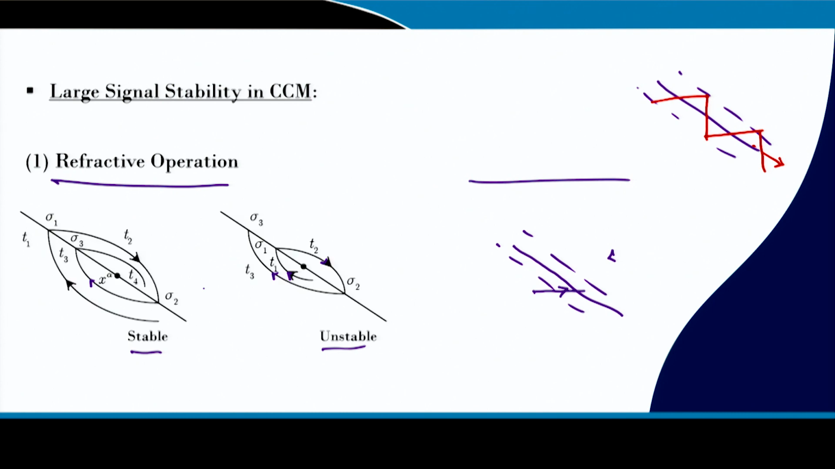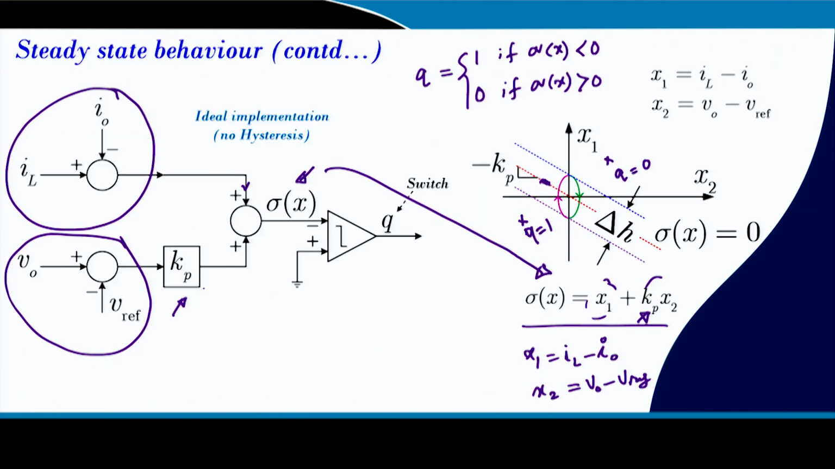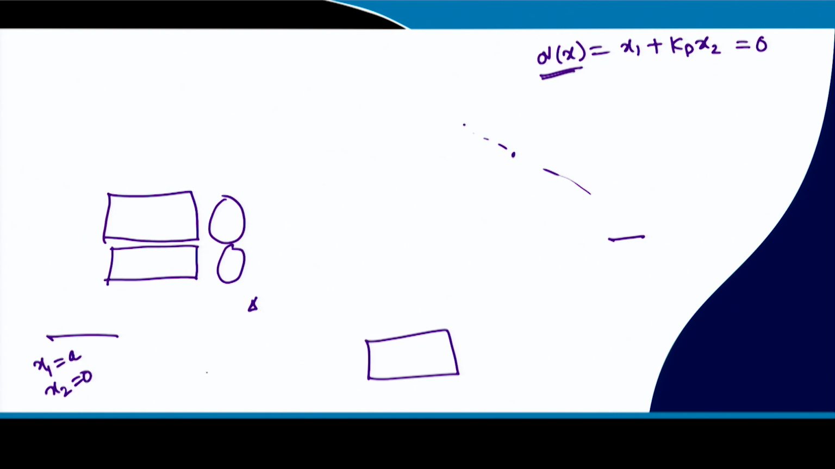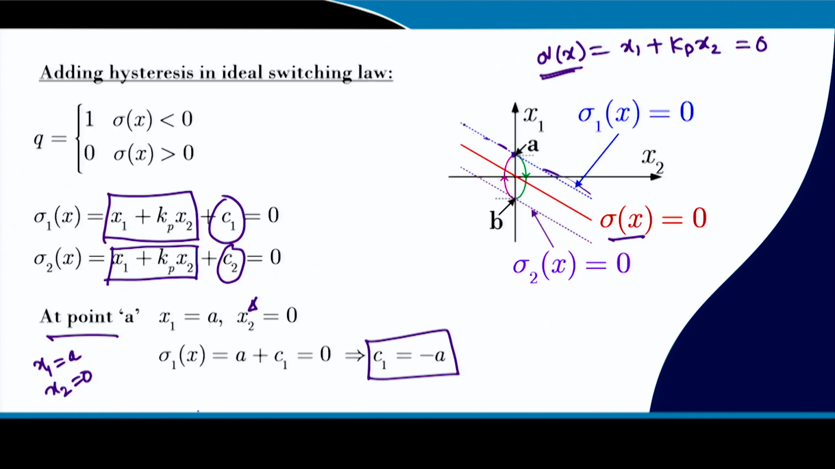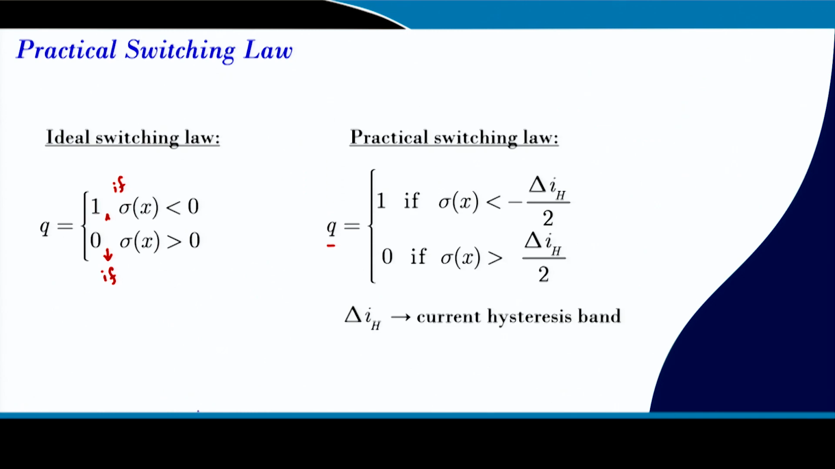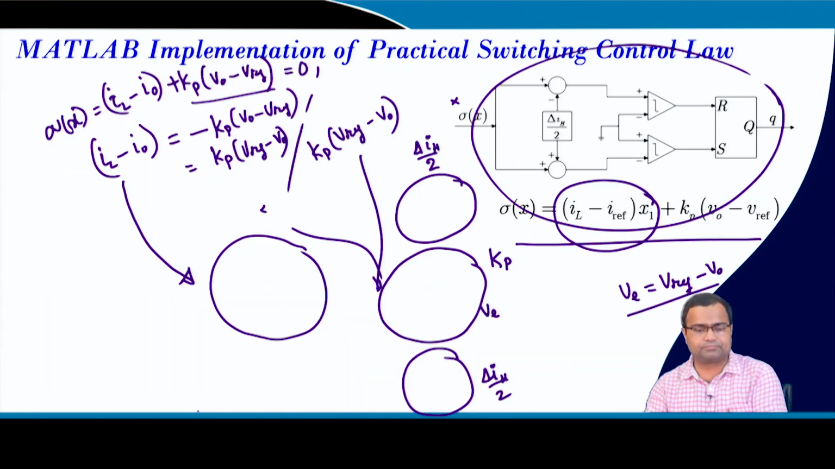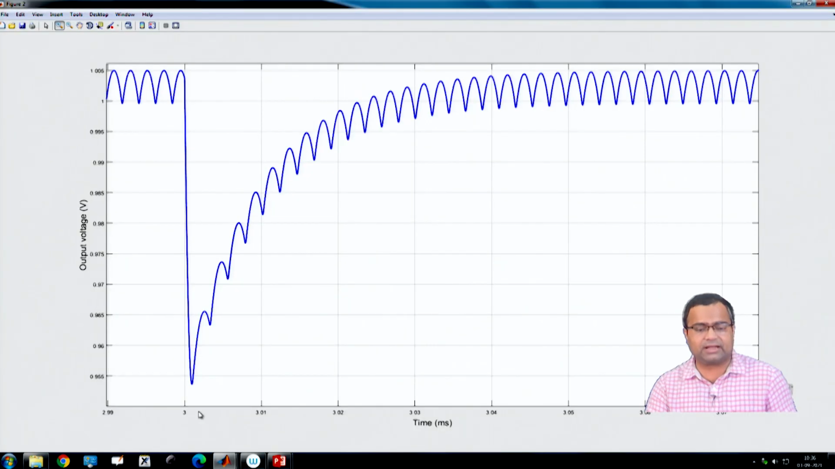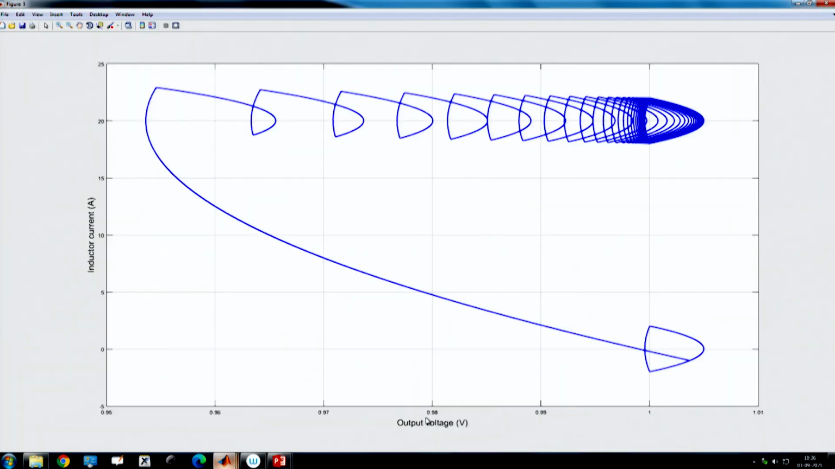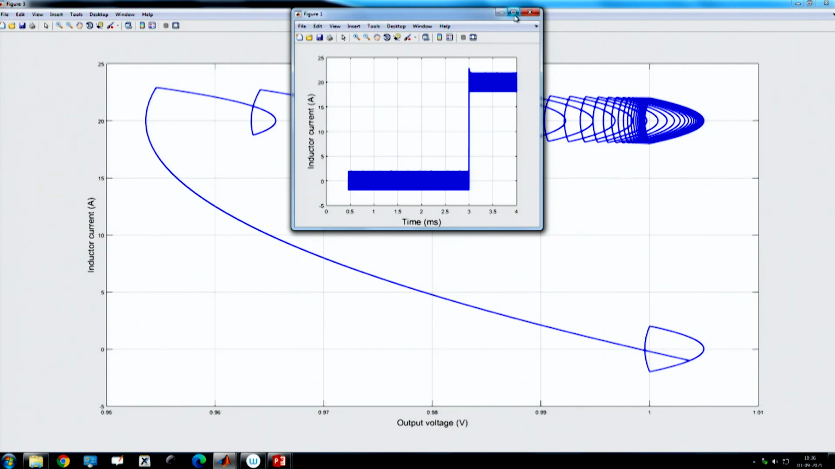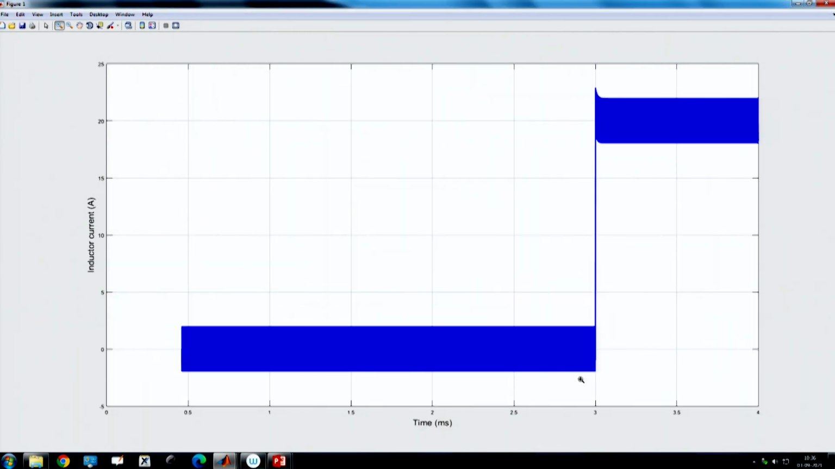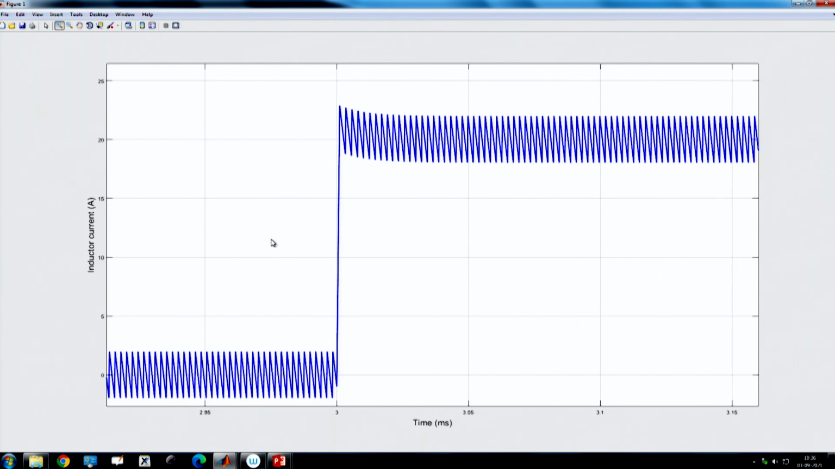But we also want to see that it is totally in the reflective region, the practical switching law. If we see the phase plane response, it is like a sliding mode. It is taking more cycles, like overdamped. After turning on, it takes more cycles and comes to steady state. And there is almost no current overshoot. So, current overshoot is substantially reduced, but it is taking longer duration.